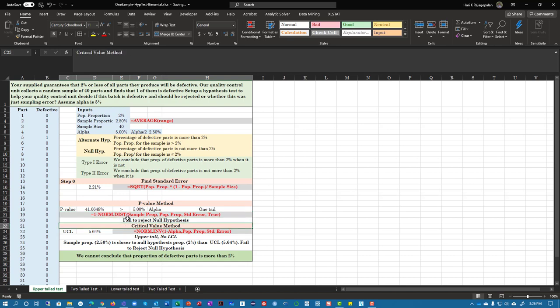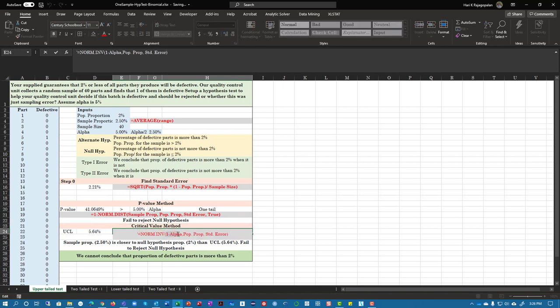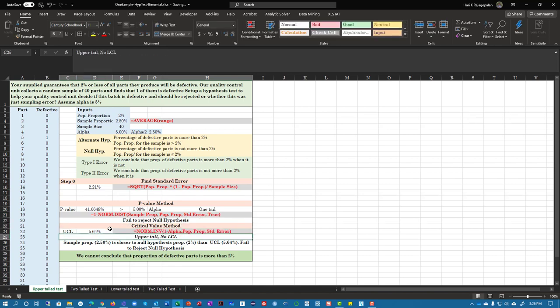Similarly, for your critical value, because you're focusing on the right side, you're going to use 1 minus alpha here. And that gives you an upper critical limit of 5.64%. So you notice that 2.5% is definitely closer to 2% than 5.64. We fail to reject our null hypothesis. And therefore, we cannot conclude that our proportion of defective parts is more than 2%.